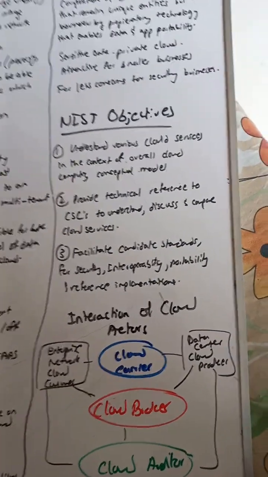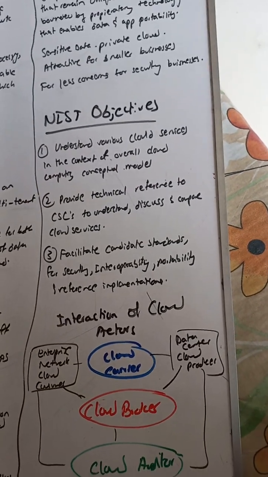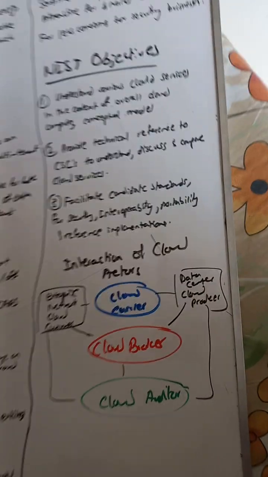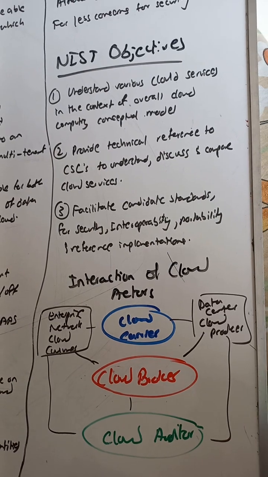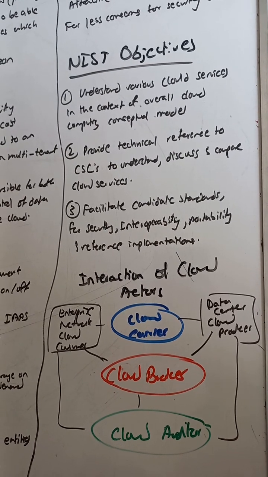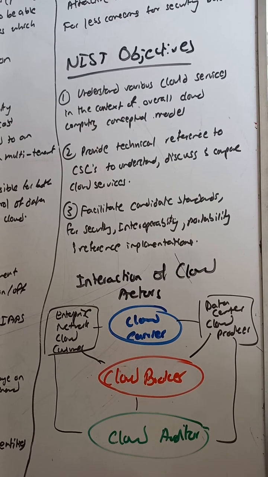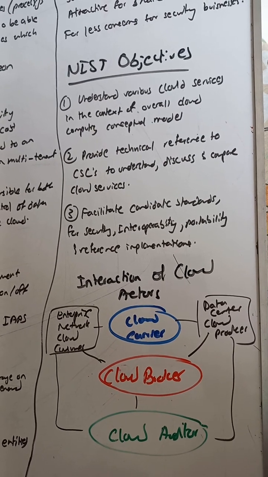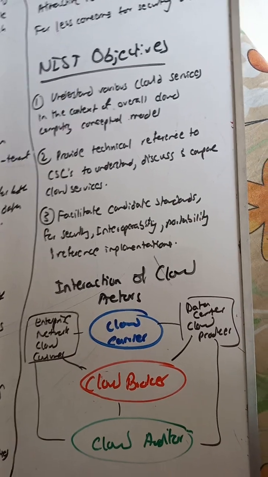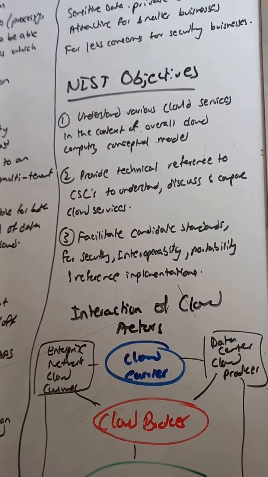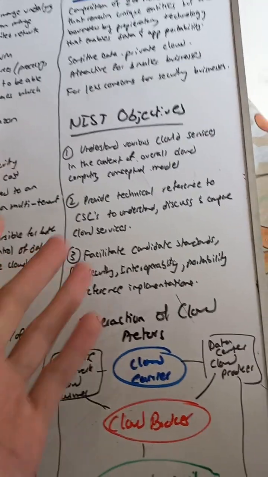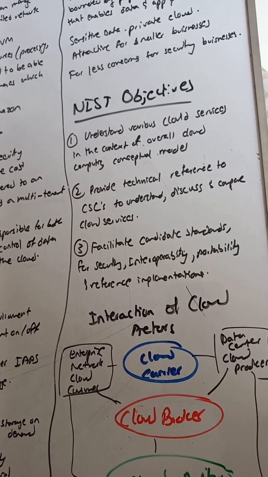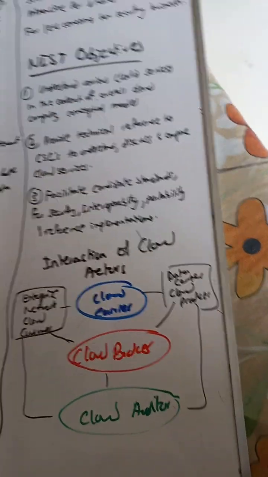Yeah, okay, so lastly let's talk about NIST objectives. So there are three objectives. One is to understand all of the cloud services so that you can understand the entire cloud computing conceptual model. The second is to have a technical reference to CSC, cloud service commerce. So CSC is basically telling you how you're going to sell your cloud service, to understand and discuss how you would compose your cloud services or sell your cloud services.